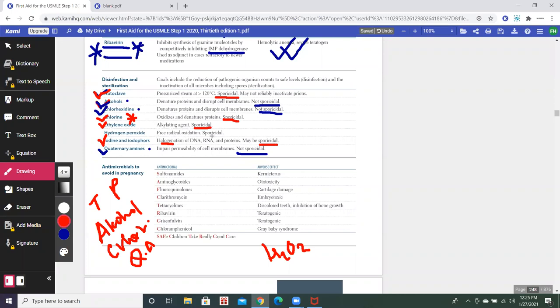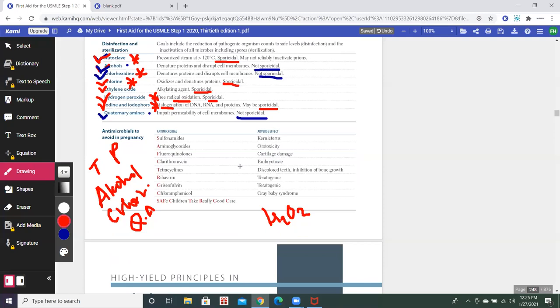Free radical oxidation, which is also sporicidal, is done by hydrogen peroxide. This will increase the free radicals. So you will receive questions from hydrogen peroxide, from iodine, from chlorine, from the autoclave, and from chlorhexidine. That's a given. Okay. Are we clear about this? Yes or no? Okay. Are we clear?